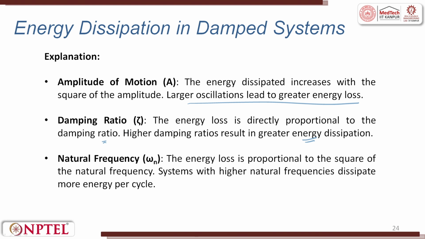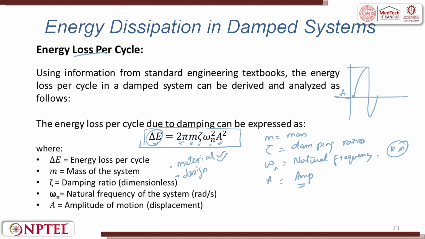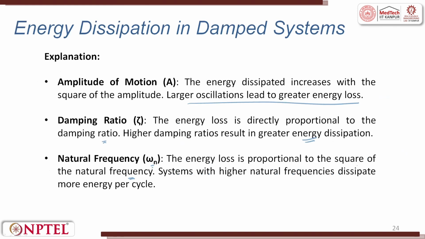Right. So, natural frequency omega: the energy loss is proportional to the square of the natural frequency. Why are we saying square? Square, right. So, the energy loss is proportional to the square of the natural frequency. Systems with higher natural frequencies dissipate more energy per cycle.